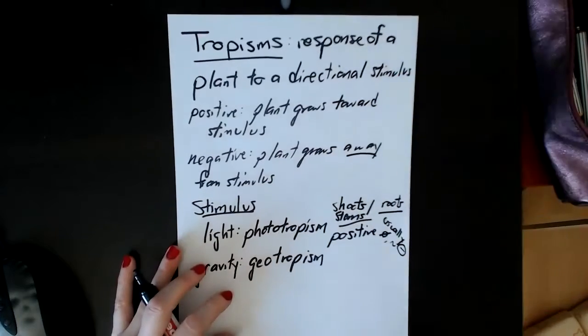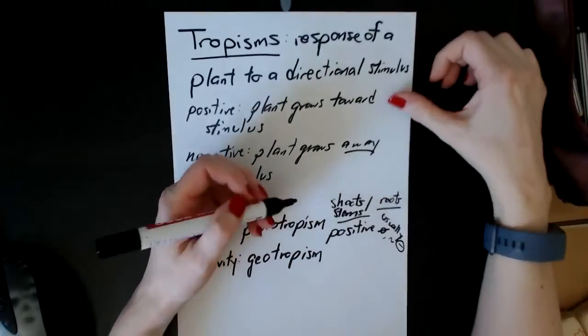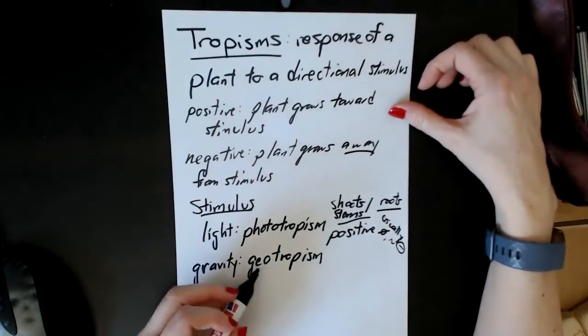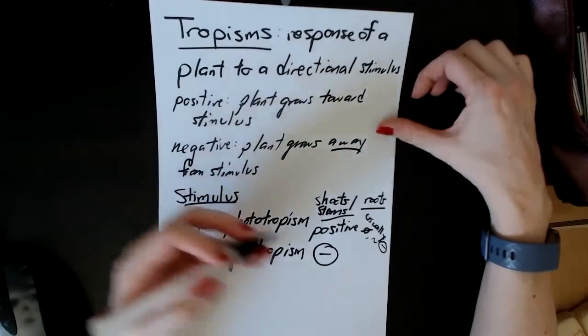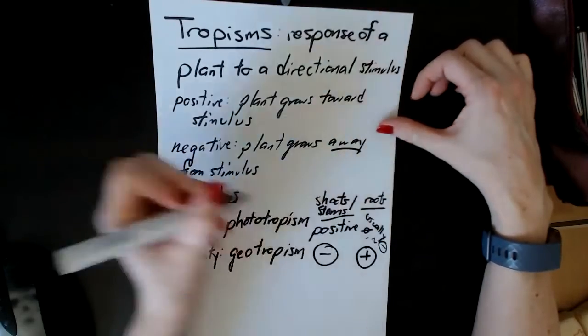Sorry for my shorthand there. That doesn't make a lot of sense, but whereas shoots and stems for geotropism, they will always show a negative geotropism, all right? And the roots will show a positive geotropism.